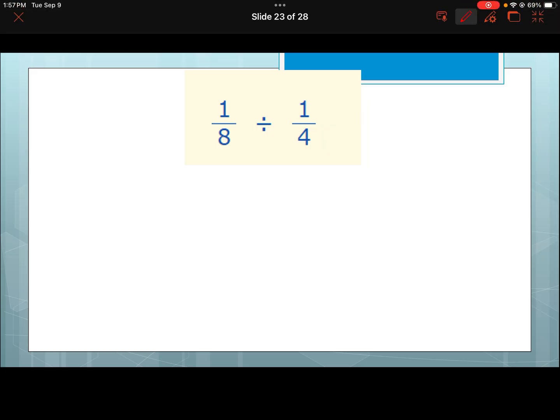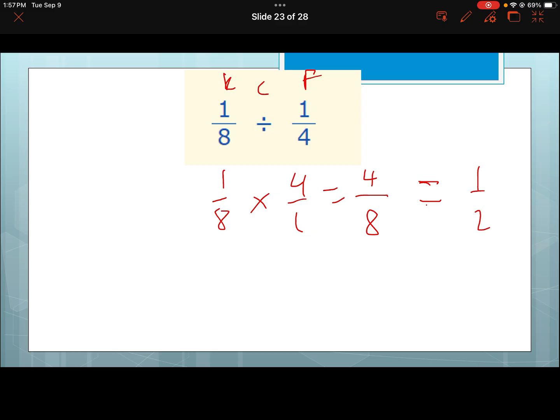Here we go. So keep, change, flip. Keep this the same, change this, flip this, so it becomes 1 over 8 times 4 over 1. If you multiply the top, you get 1 times 4 is 4. Multiply the bottom, you get 8 times 1 is 8. And then you could simplify if you wanted to get a half. But again, I haven't taught you that yet.